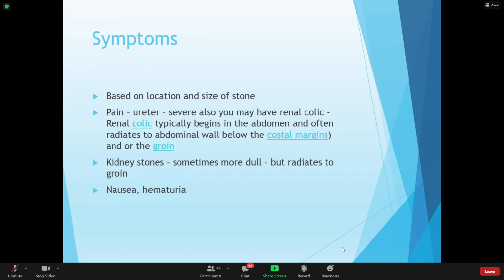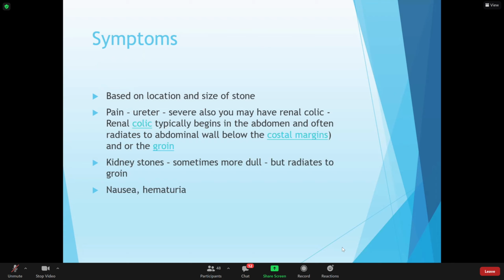Abdominal pain might be where it starts. It might be flank pain on one side or the other, depending on where the stone is located. It may be groin pain, where they might tell you, I have a sharp pain that's going into my groin because the stone has started to move a little bit. The other thing that they typically see is blood in their urine.